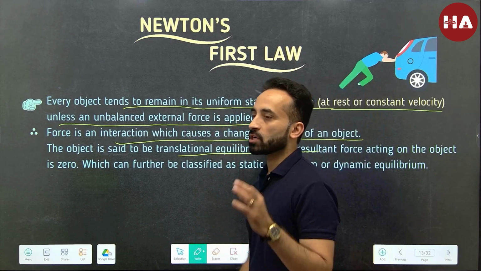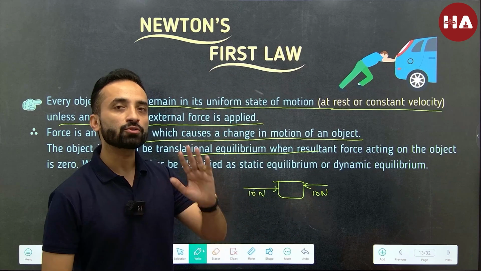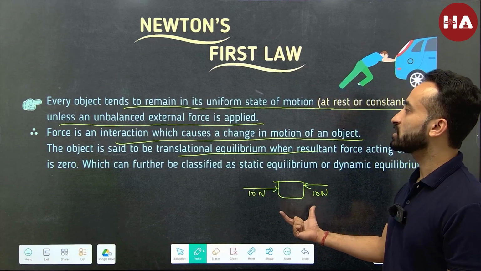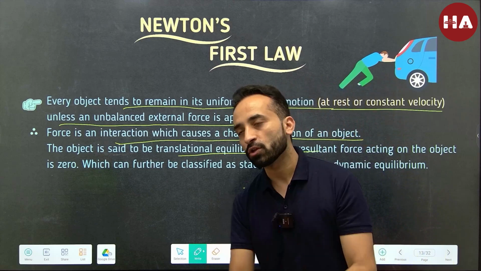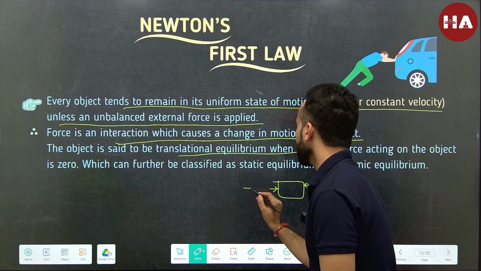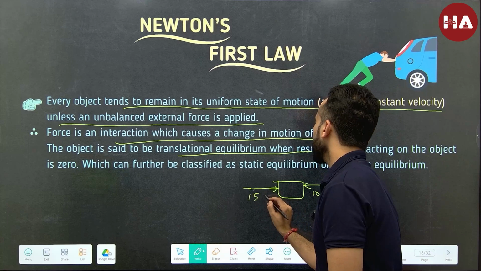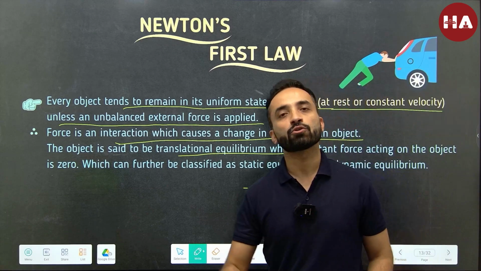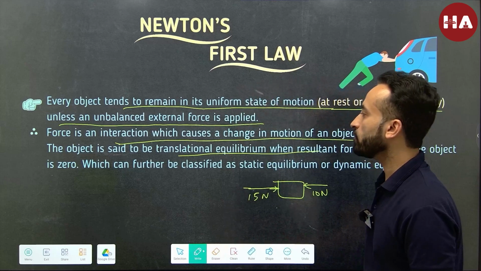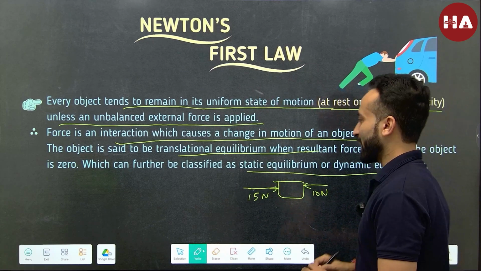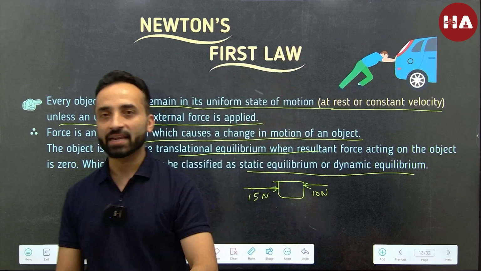Okay, so one more term that we wish to associate with Newton's first law is equilibrium: whenever the net force is 0, the state of motion will not change. But imagine if instead of 10 this had been 15 Newton, then we will say that there is an unbalanced force, and that will change the state of motion, right? And then equilibrium is also of two types, static and dynamic.